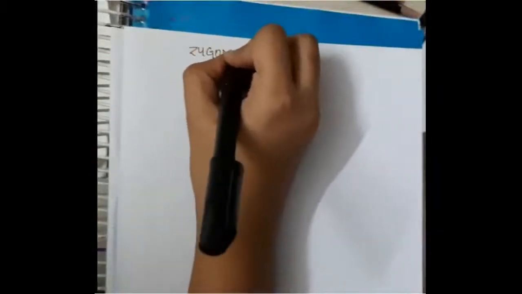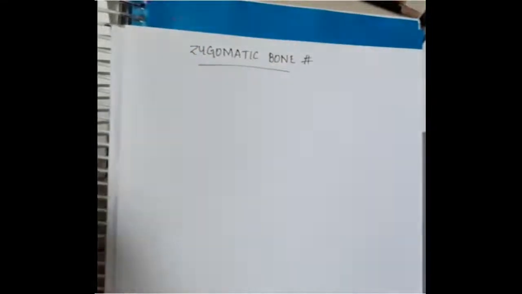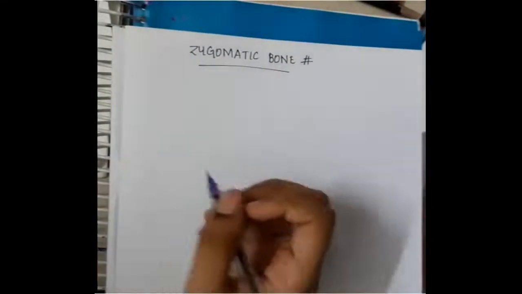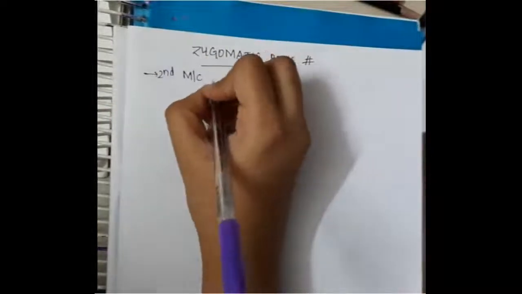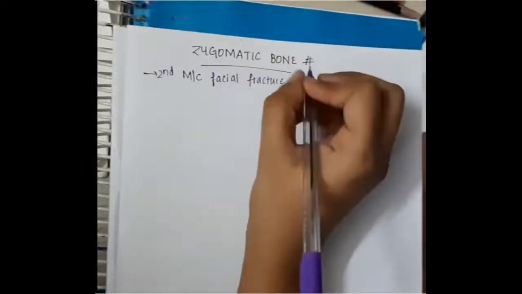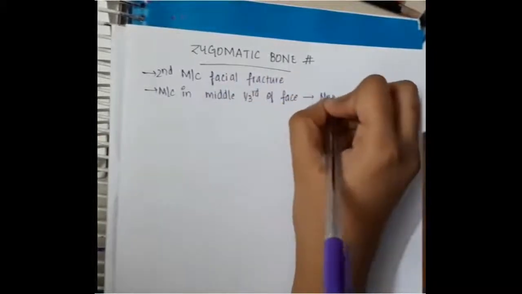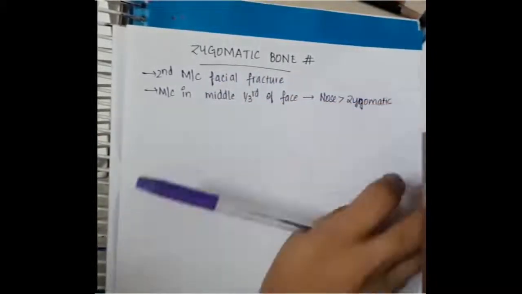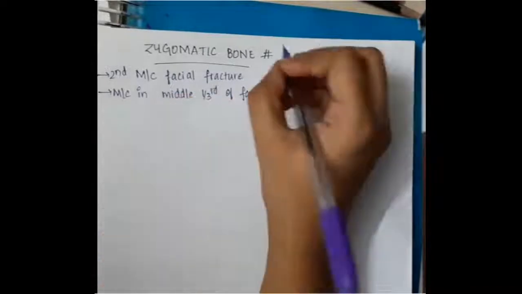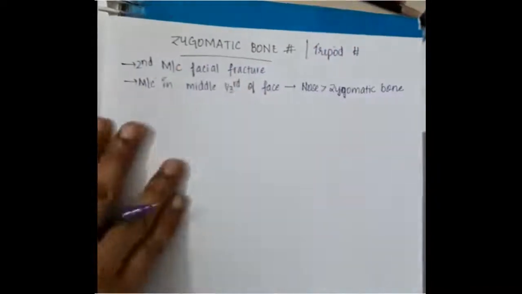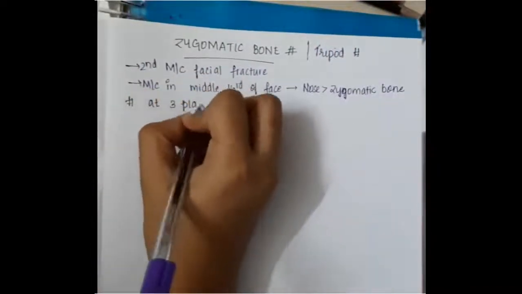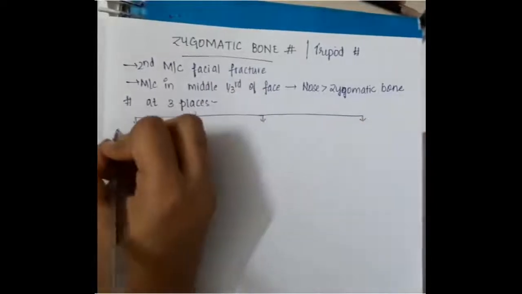Then the second thing is zygomatic bone fracture, or tripod fracture. This is the second most common facial fracture. It is most commonly seen in the middle one-third of the face, that is the nose, more commonly than the zygomatic bone. This zygomatic fracture can be classified into three types.